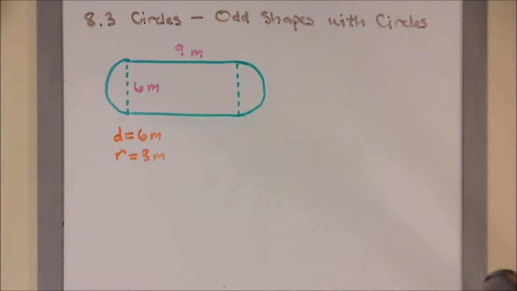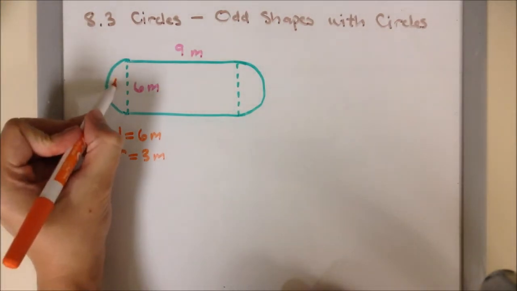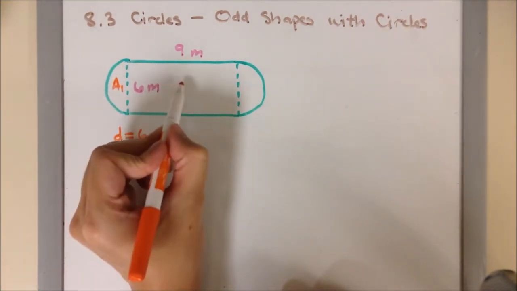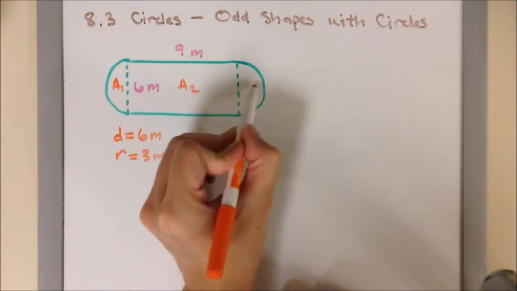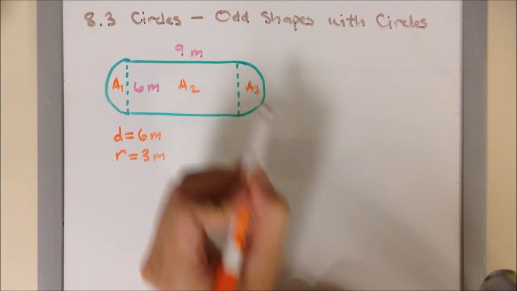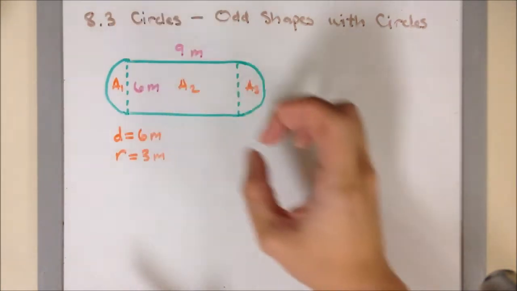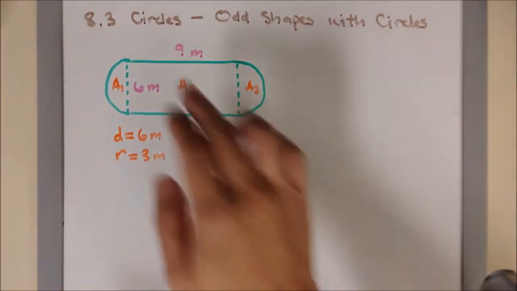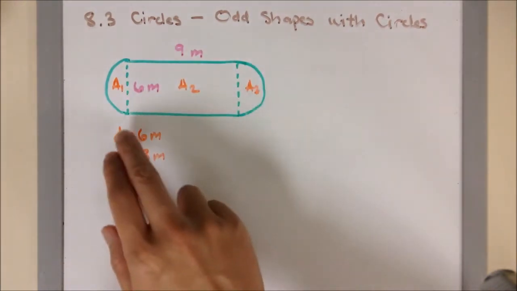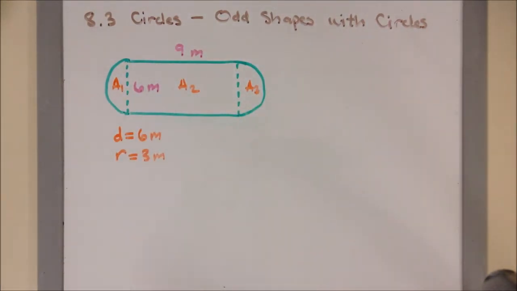So I have that information. This is what I could do. This is one way. A1, A2, and A3. Since that's 6 meters, over here is also 6 meters. Since the top is 9 meters, then the bottom is 9 meters. Keep that in mind.